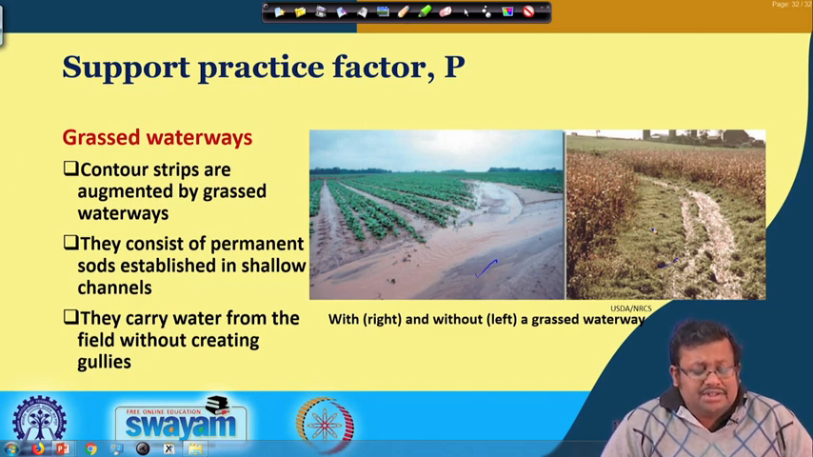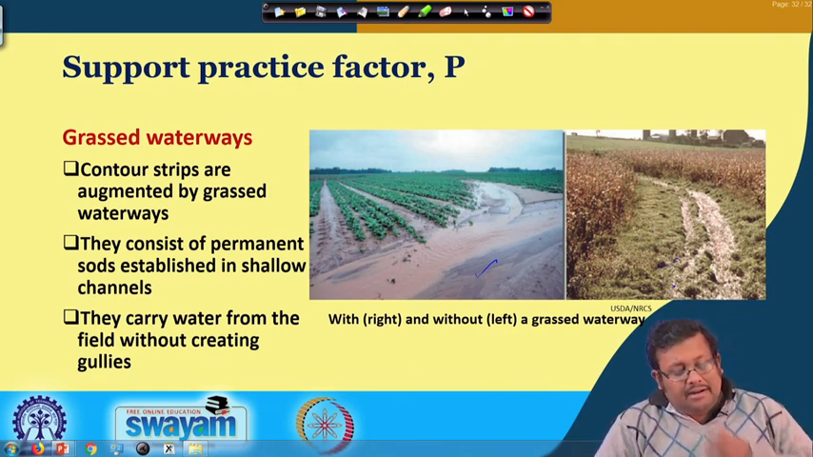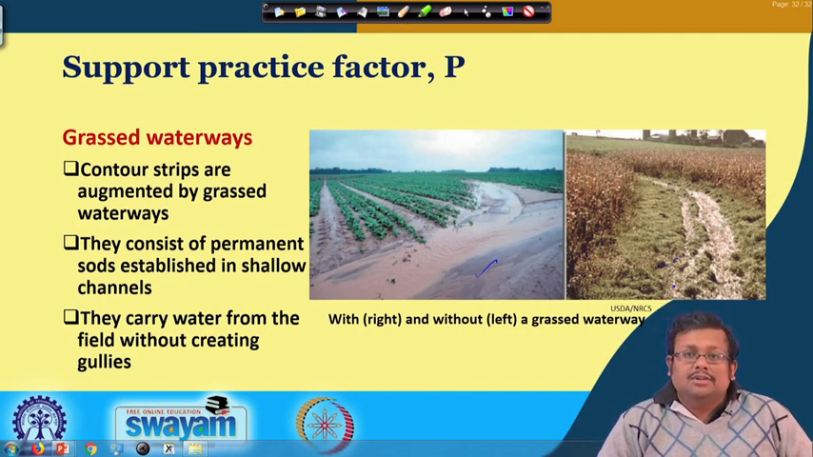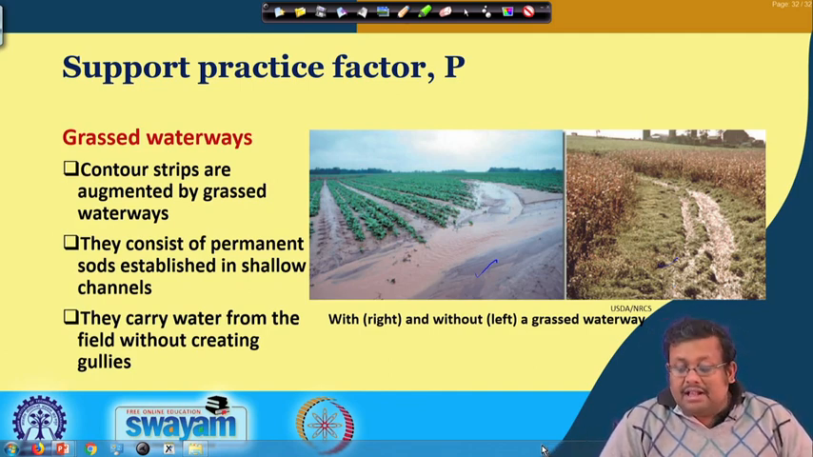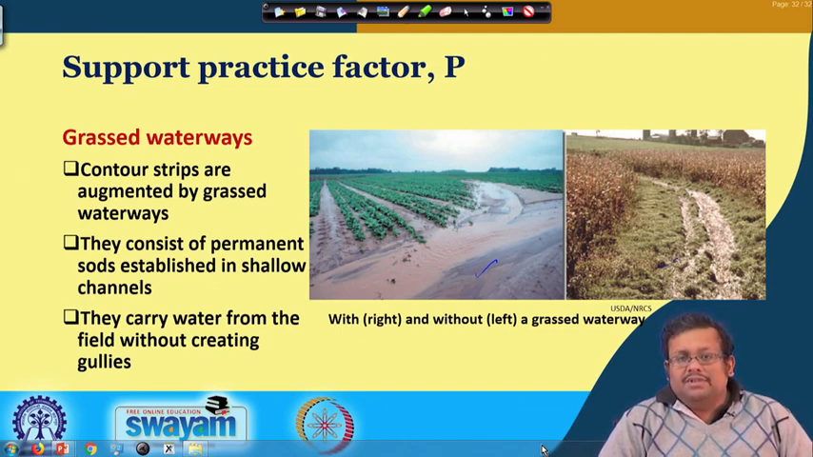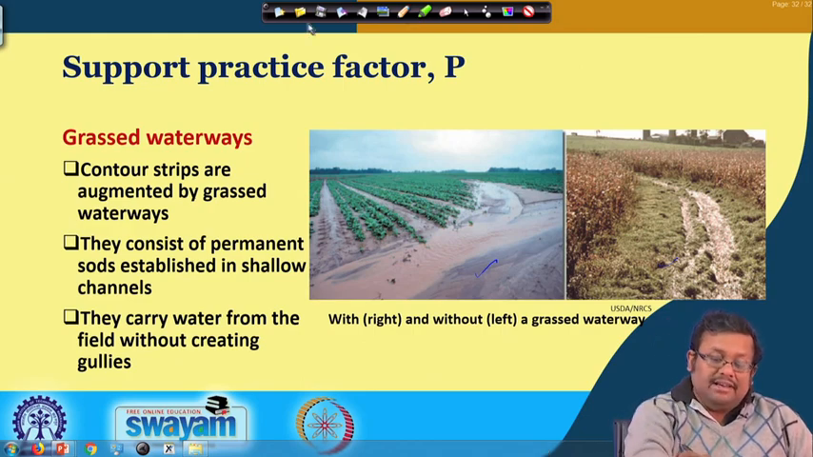Grass waterways consist of permanent sods established in shallow channels, as you can see here, and they carry water from the field without creating gullies. So they are very helpful for preventing gully erosion, because they help in reducing or restricting the movement of runoff, which carries away soil particles and ultimately creates gully erosion.